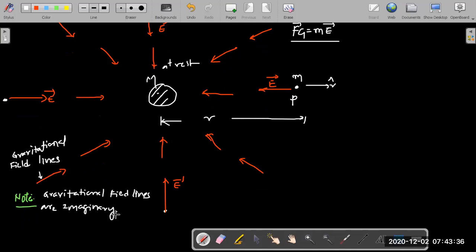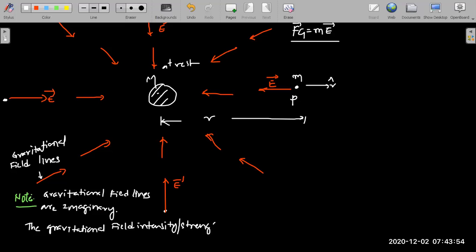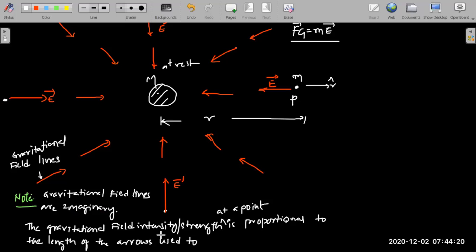Now here, one more thing is that the gravitational field strength or gravitational field intensity is proportional to the length of the arrows used to represent the gravitational field at that point.